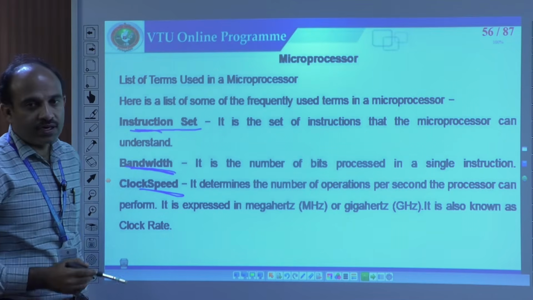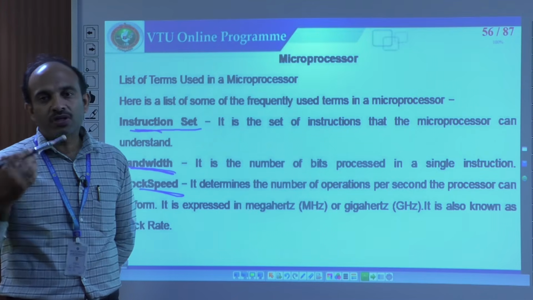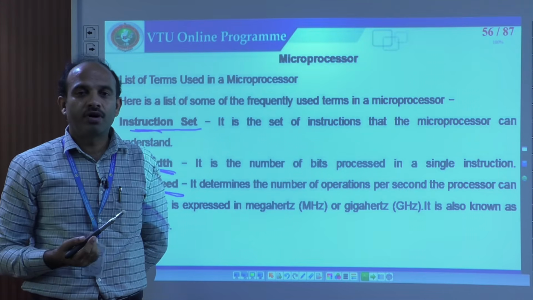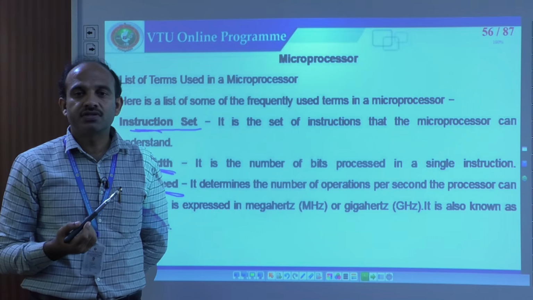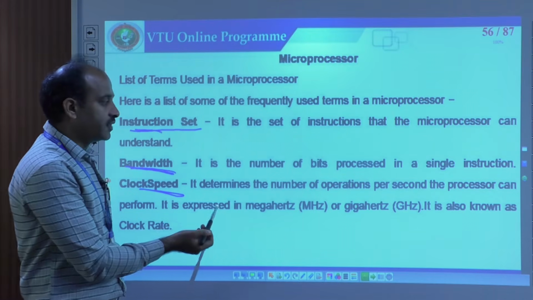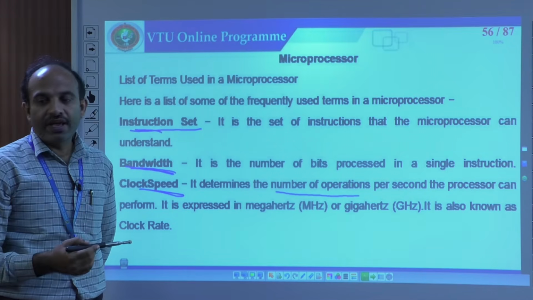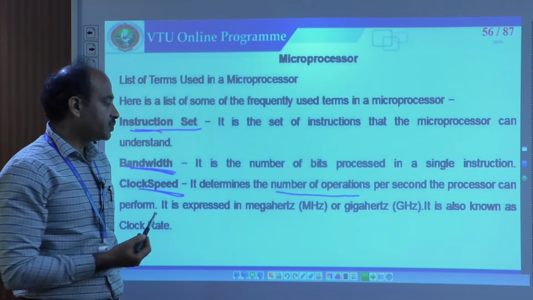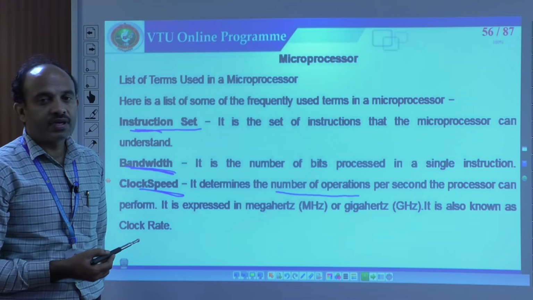Always we use that term, because there are so many instructions whenever you want to write something, or develop an application. Obviously that application has a lot of instructions, and the speed of that application is determined by how many operations will execute in 1 second. That is nothing but the clock speed. It determines the number of operations per second the processor can perform.